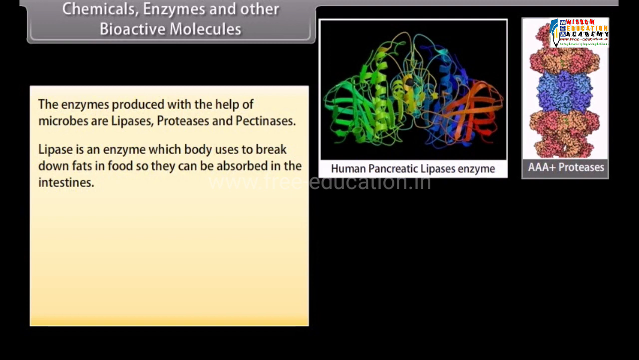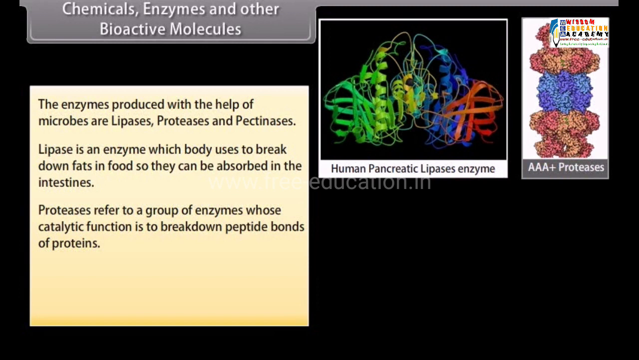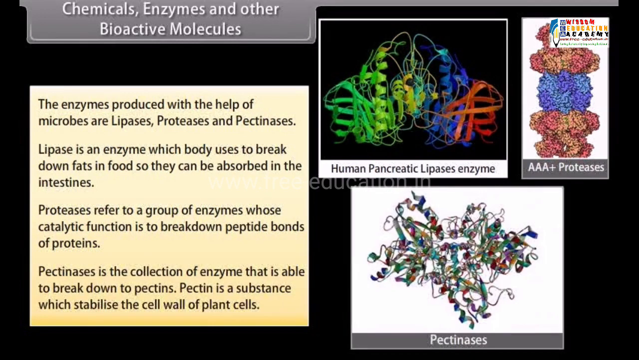Lipase is an enzyme which the body uses to break down fats in food so they can be absorbed in the intestines. Proteases refer to a group of enzymes whose catalytic function is to break down peptide bonds of proteins. Pectinases are a collection of enzymes that are able to break down pectins. Pectin is a substance which stabilizes the cell wall of plant cells.